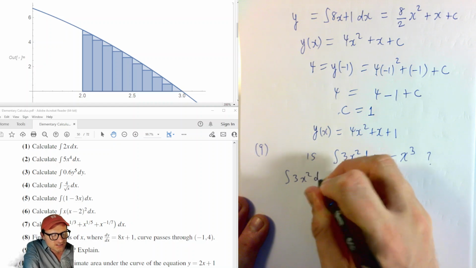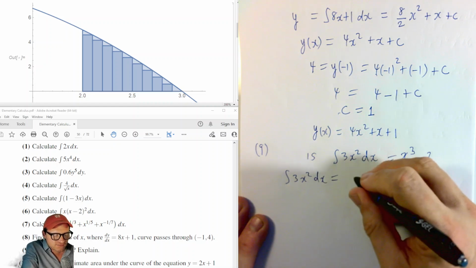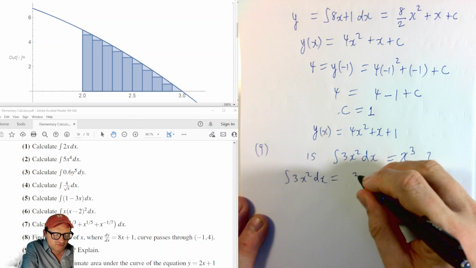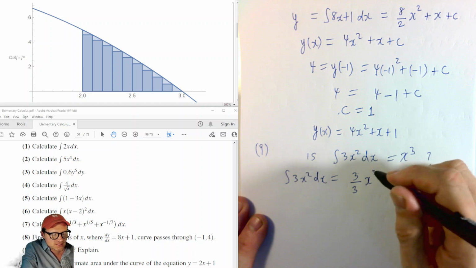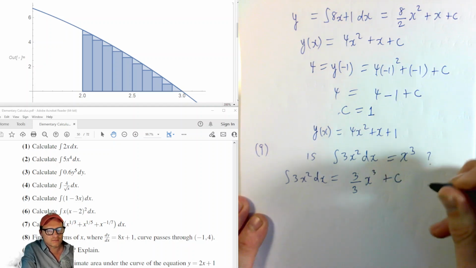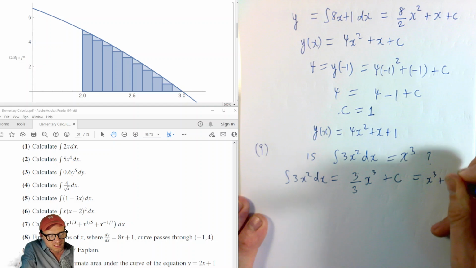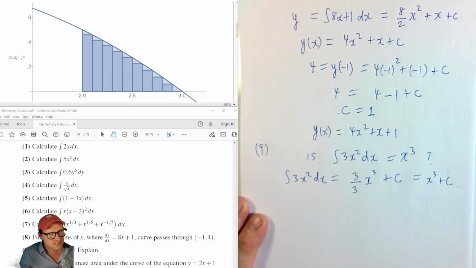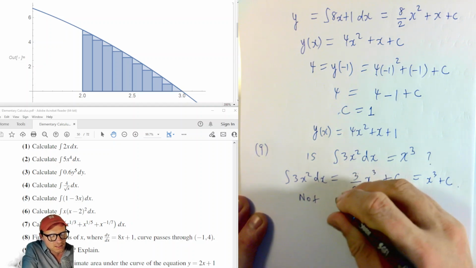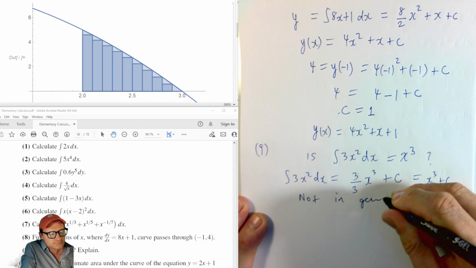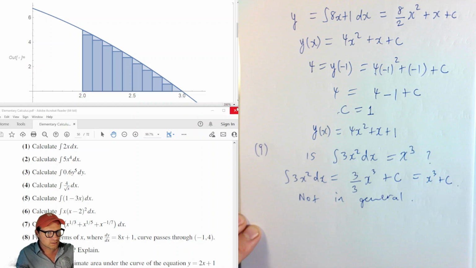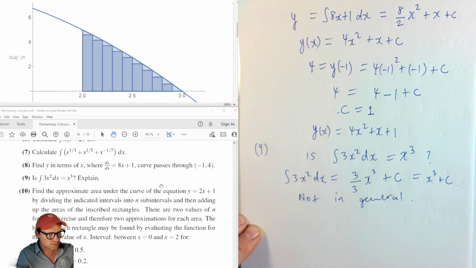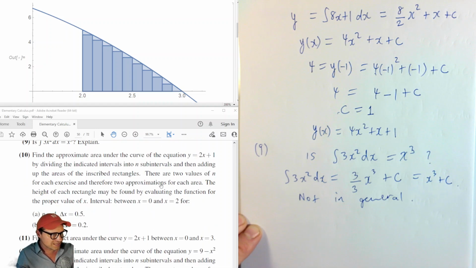So 3x squared integrated, this gives us, remember, we add 1 to the exponent and divide by the new exponent. And so that exponent is 3, and then we have plus c. And so we get x cubed plus c. So the answer is, in general, no. So I'll just write not in general. All right, moving on, and I'm sorry if you couldn't quite see those questions. Maybe you could hear me.